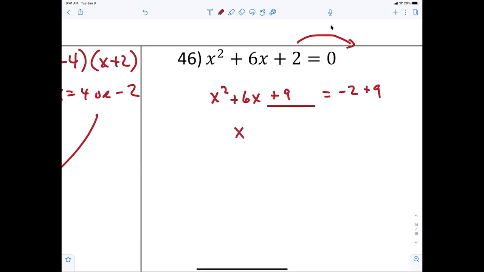It always factors into whatever the half was. X minus 3 is good. Close. X plus 3, because half of positive 6 is positive 3. Agreed? So it always factors into whatever the half was. So it's x plus 3 squared equals what? 7.